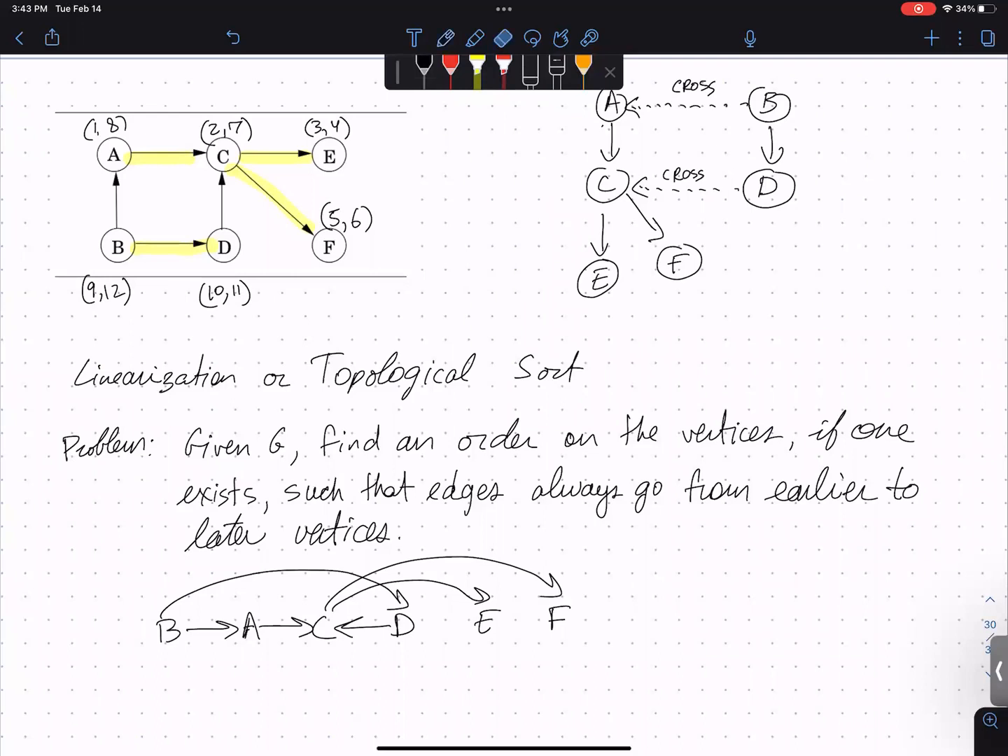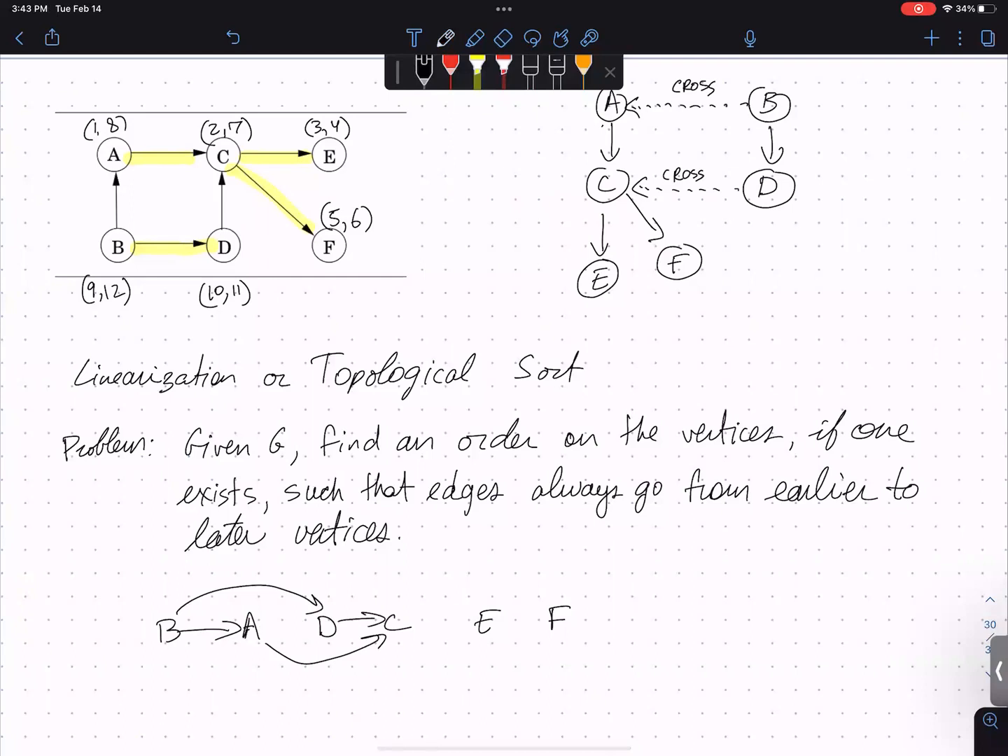Okay, so let's maybe swap D and C. Let's maybe redo this, swapping D and C. We'll put D first and then C. All right, so from B to A, from B to D, from A to C, from D to C, from C to E, and from C to F. Okay, so this is a valid ordering.